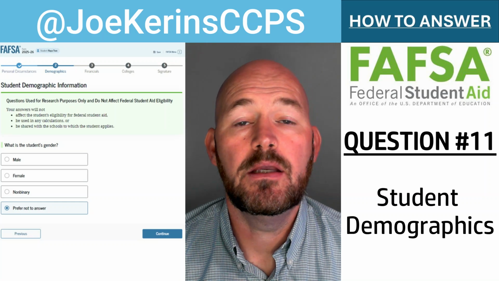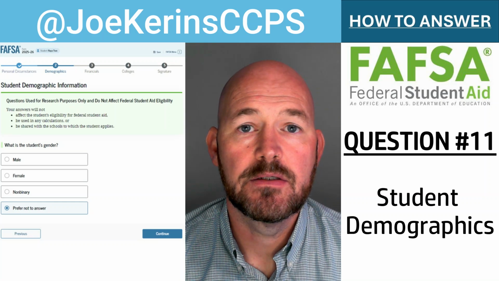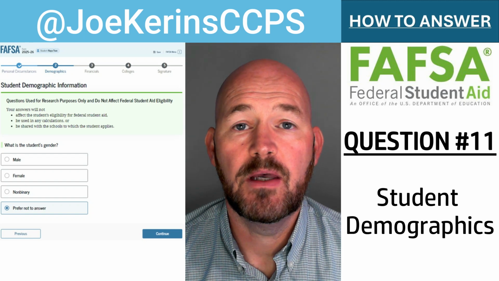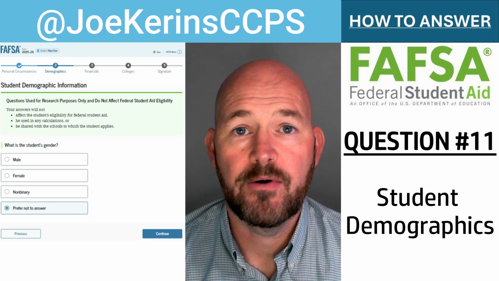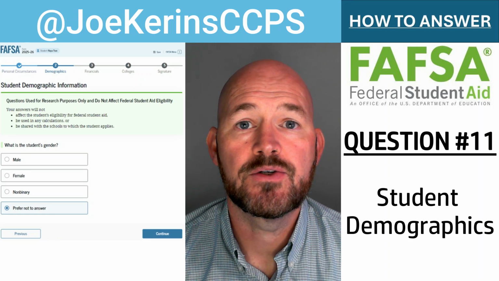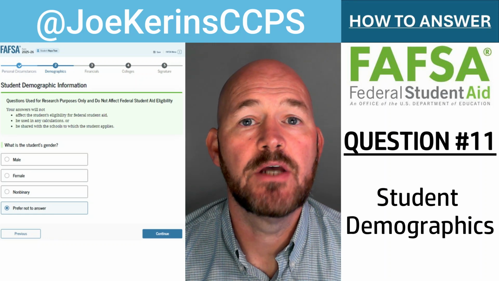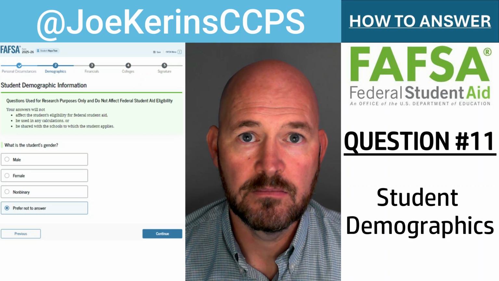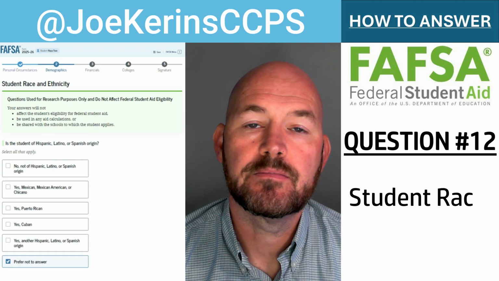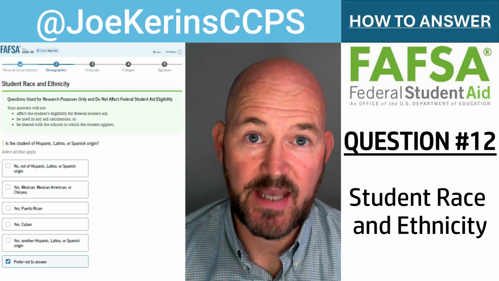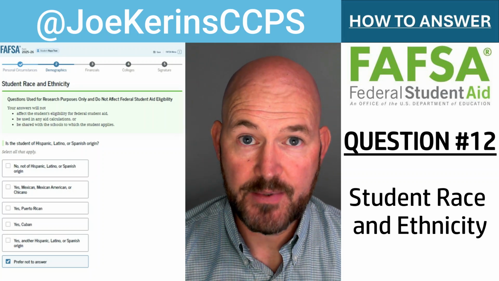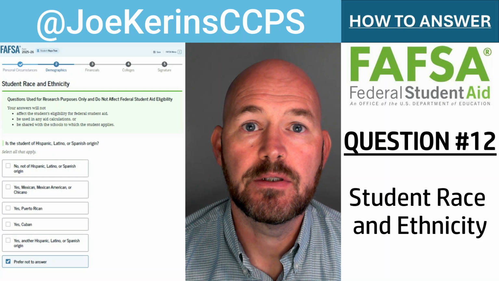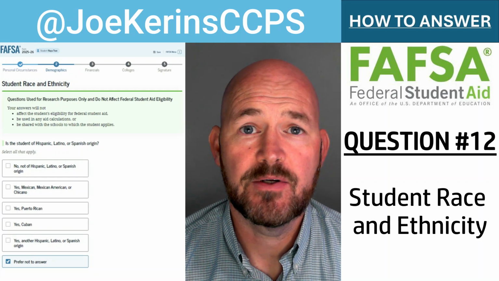Question number 11 is student demographics. This is asking the student's gender, whether it's male, female, non-binary, or prefer not to answer. If the student is transgender, you would select the gender that you identify as at the time of completing this form. That's how you answer question number 11. Question number 12 is the student's race and ethnicity. Look at the options. Select the one that applies to you, the student. That's how you answer question number 12.